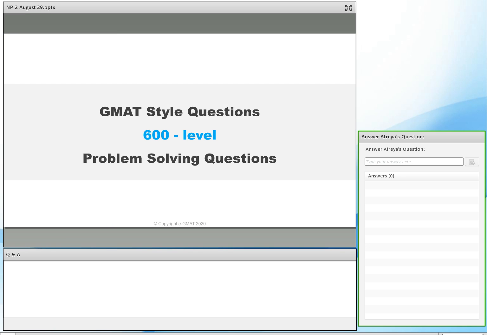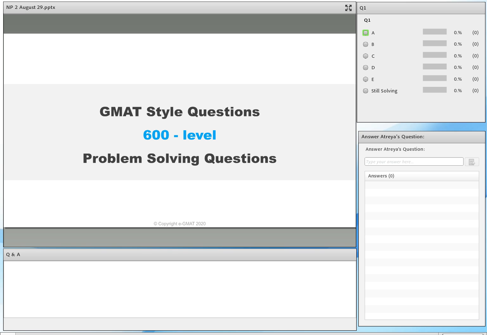And with that, I would now go to the second section of today's session, in which I have brought some questions of that 600 level that I was talking about. Right? These are problem-solving questions. So we'll be solving 3 questions in the first block, and then we'll be moving up with the next block of questions.